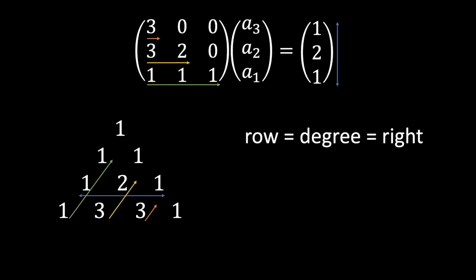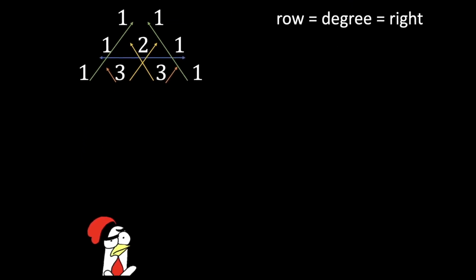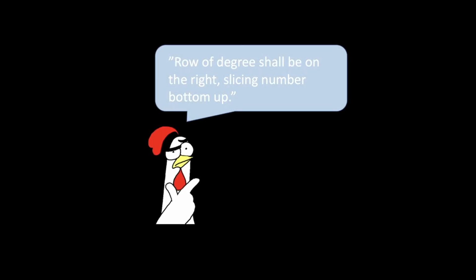Perhaps you can remember this as slicing numbers bottom up. And notice, we actually got a symmetry property, meaning that it doesn't matter which side you choose to start. Just make sure you start at the bottom and end diagonally upwards. A way to remember this is perhaps row of degree shall be on the right, slicing numbers bottom up.